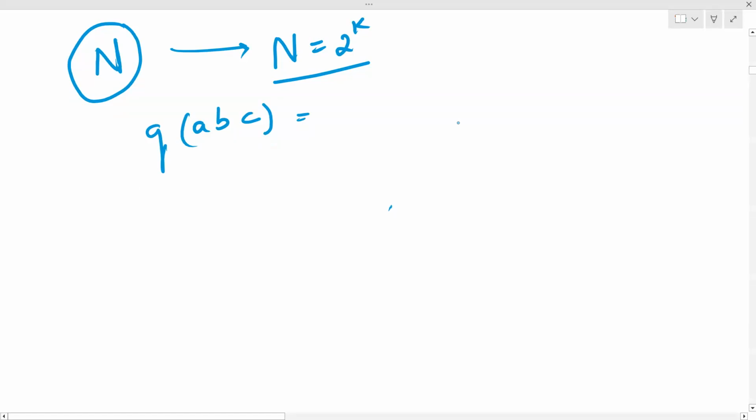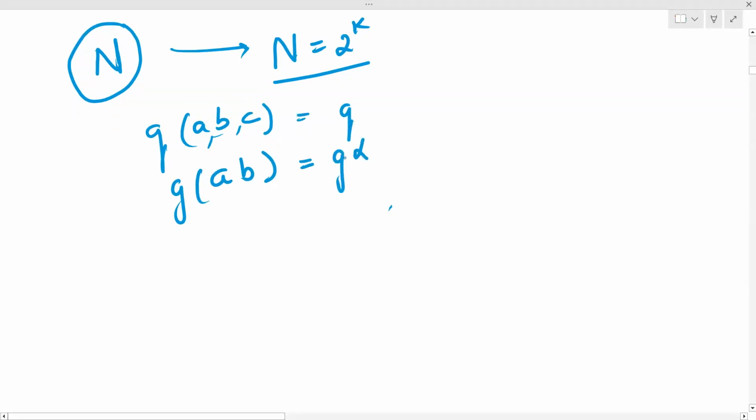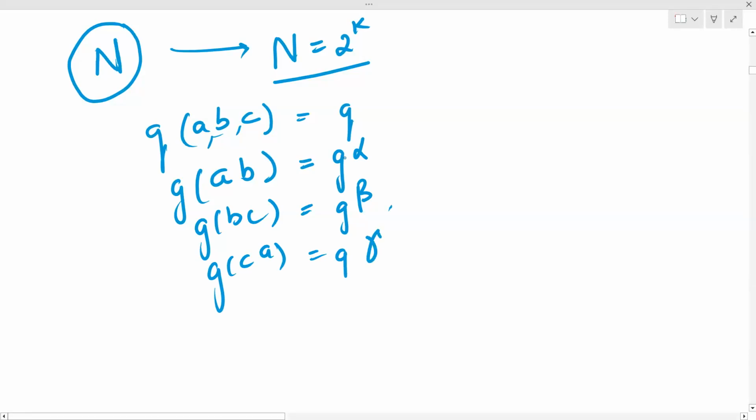And GCD of ABC, let's say this is some simple G. So let's consider GCD of AB as some G alpha, GCD of BC as G beta, GCD of CA as G gamma. If you take GCD of this complete thing, you'll get GCD of A, B, C, and that will be equal to G only, right? Now, from here, I can write, let's say A is, what should A be?